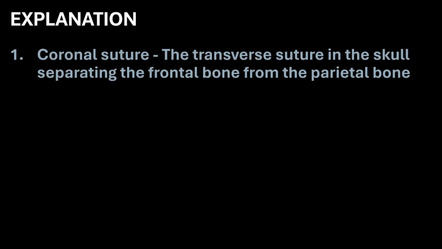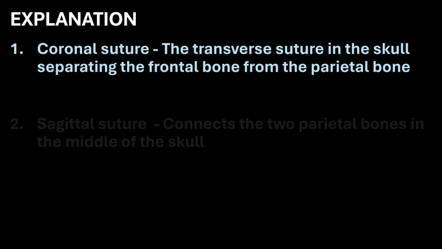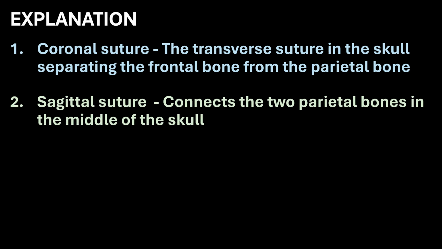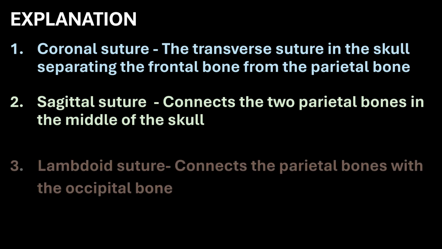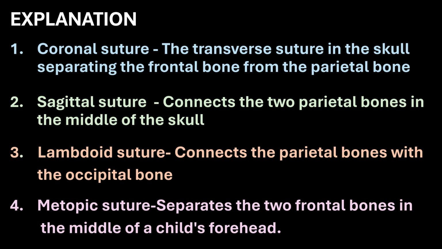Coronal suture is the transverse suture in the skull separating the frontal bone from the parietal bone. Sagittal suture connects the two parietal bones in the middle of the skull. Lambdoid suture connects the parietal bones with the occipital bone. Metopic suture separates the two frontal bones in the middle of a child's forehead.